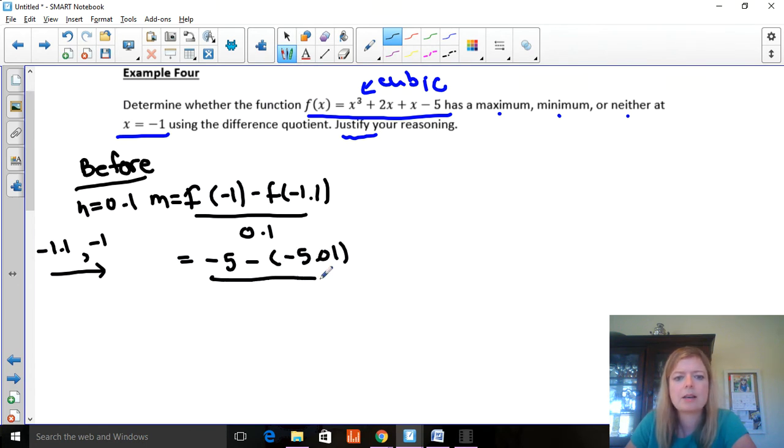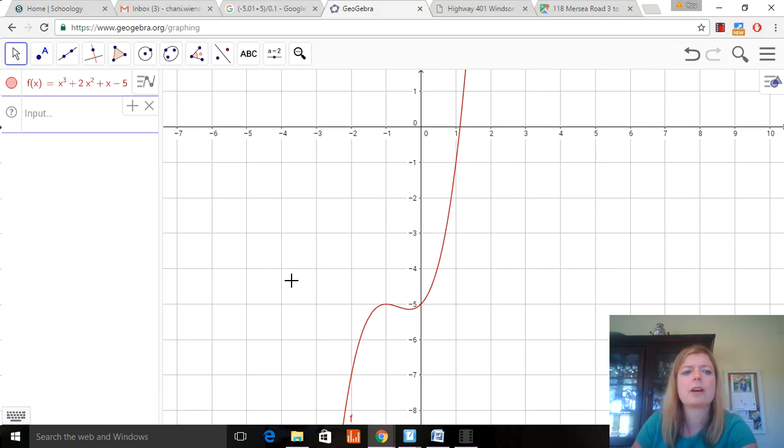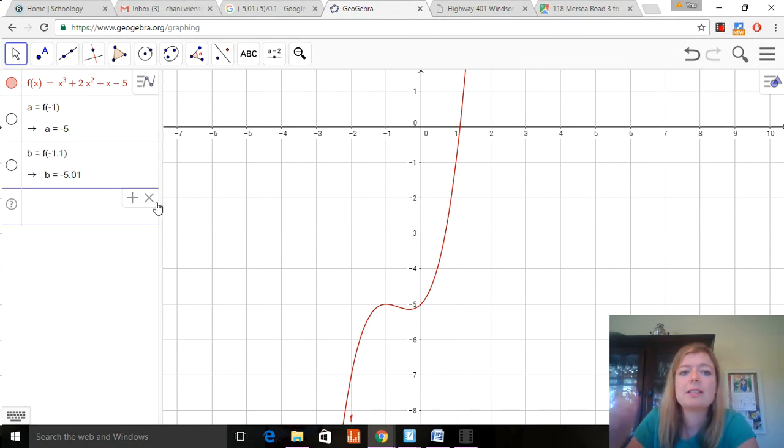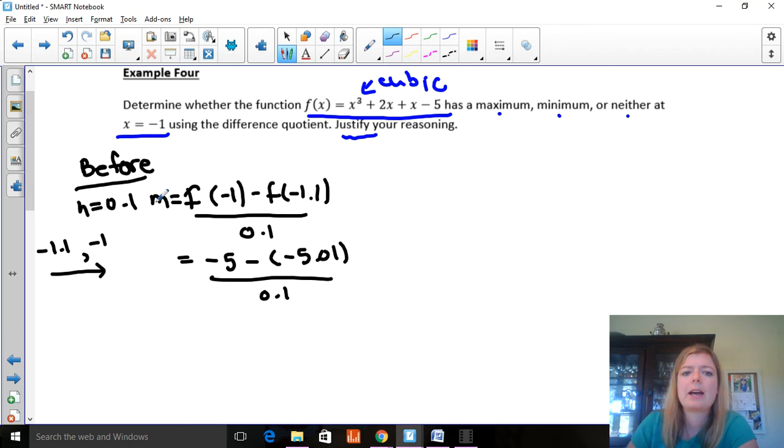Divided by 0.1. I'm going to show you on GeoGebra, you can actually do this to save yourself some time. You can just search f at -1, enter, and it'll give you the value. And f at -1.1, and it will give you the value. Obviously you can't do that on a test, but in your homework or on an assignment, you can do that.